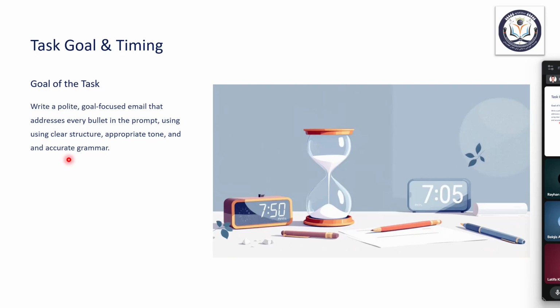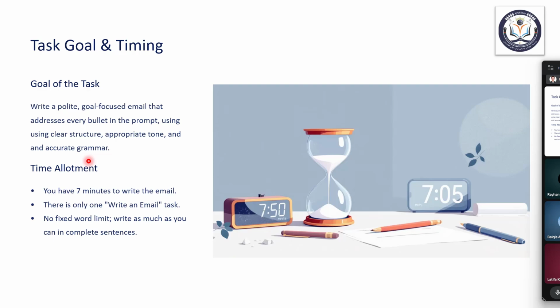It checks our politeness in the email. It checks the purpose of the email. Is it answering or addressing all the bullet points in the prompt or not? It is checking the clarity in our email. It is checking the tone, the appropriate tone, which is whether formal or informal tone used in the email, and the accuracy in grammar, how accurately you use the grammatical structure to convey your message. So this is the goal of the email.